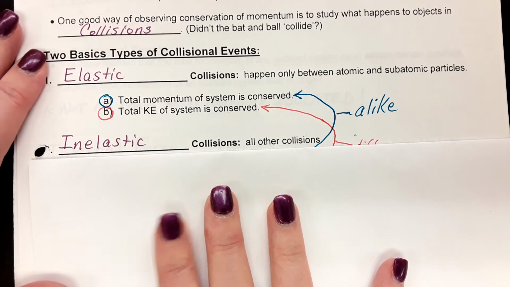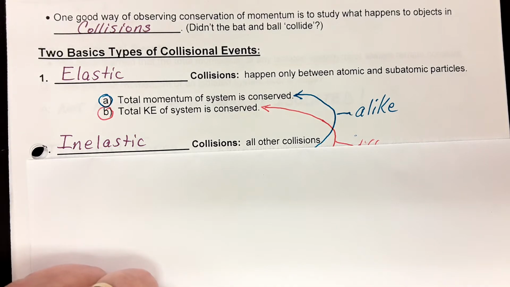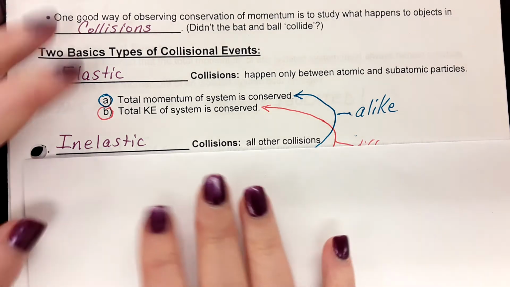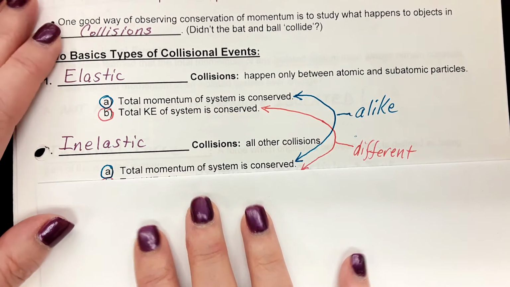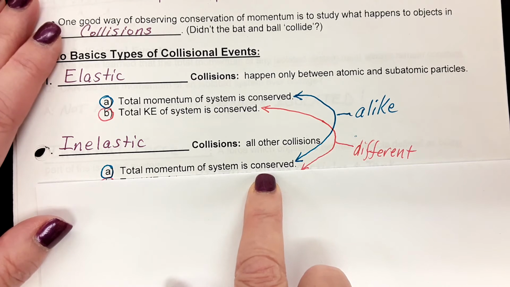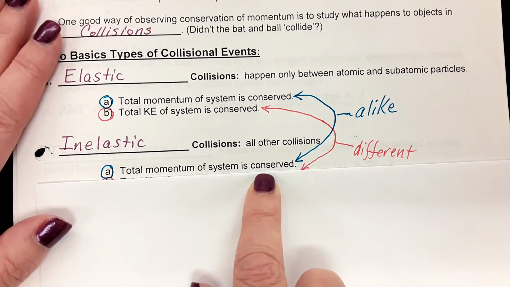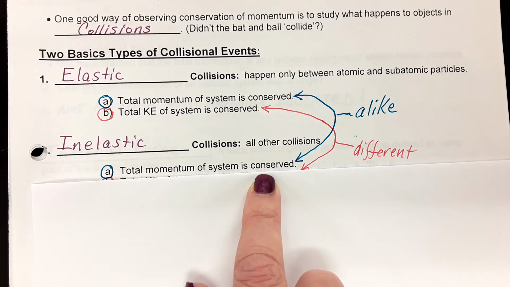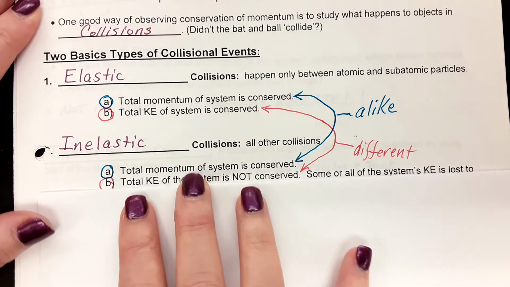The other type of collision is the inelastic collision. In the inelastic collision, all other collisions would be considered inelastic. You're going to be losing kinetic energy. So that is the major difference between elastic and inelastic. How are they alike? Both types of collisions conserve momentum. So it doesn't matter what kind of collision you have. Momentum is always going to be conserved in an event like a collision. The difference is the kinetic energy.